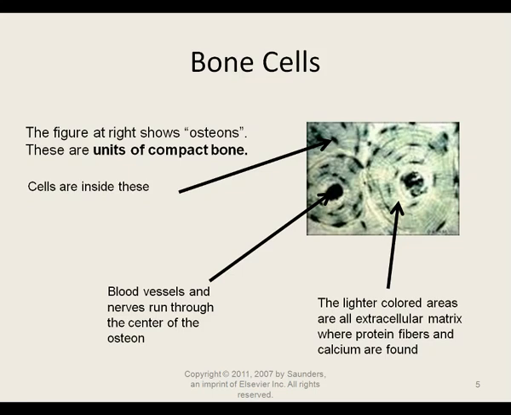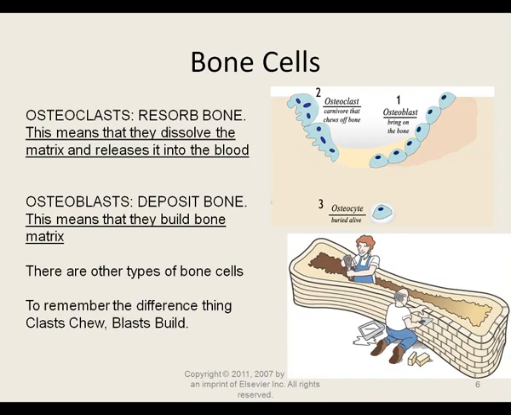In those spots, you would find the bone cells. The lighter colored areas are the extracellular matrix. That's where you would find the collagen and the calcium and the phosphorus. So we mentioned that bone is a living tissue, so it has cells inside of it. We just talked about where you would find those cells in the osteons and compact bone.